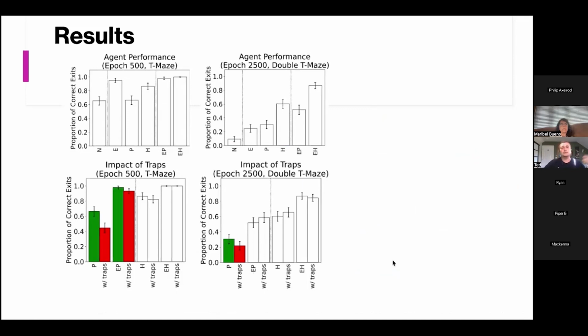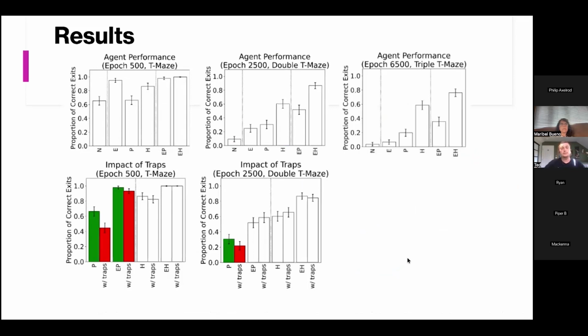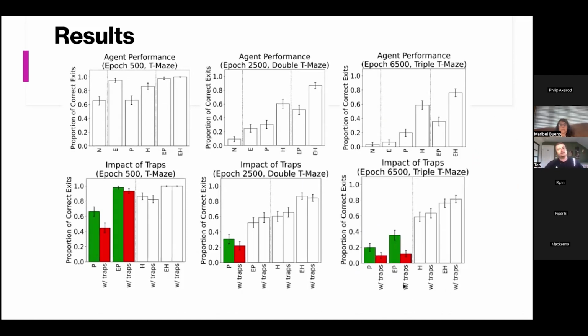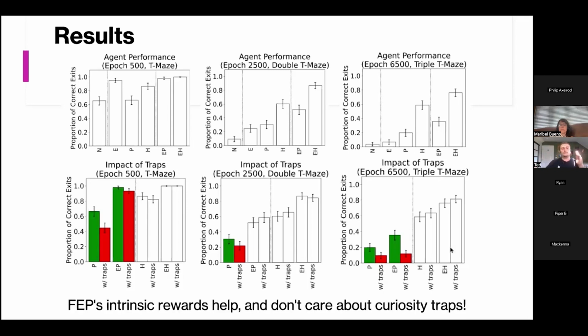I think what's more important is that when we move them to the triple T-maze, we see this again. The ducks with no entropy and no curiosity, they've given up. The ducks with entropy have given up. But the ducks which have hidden state curiosity, or better yet, hidden state curiosity and entropy, these ducks are doing very well, about 80% of the time. And that's pretty impressive considering how gigantic that maze looks. And more importantly, prediction error curiosity impacted by traps. Hidden state curiosity, they can ignore those traps. So the free energy principle's intrinsic rewards definitely help, but they don't care about curiosity traps.